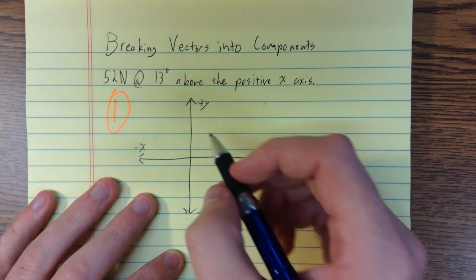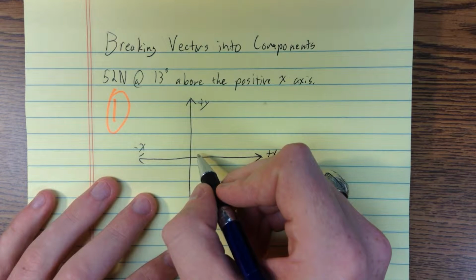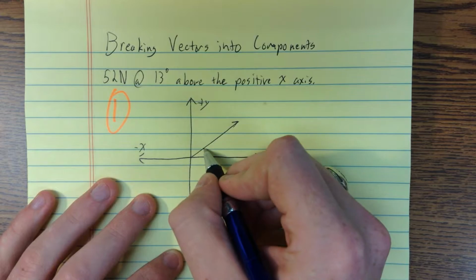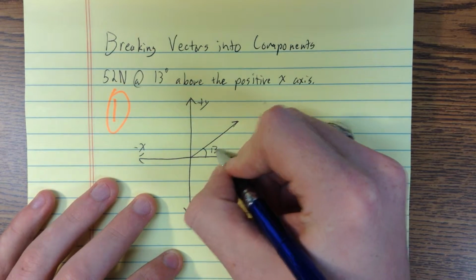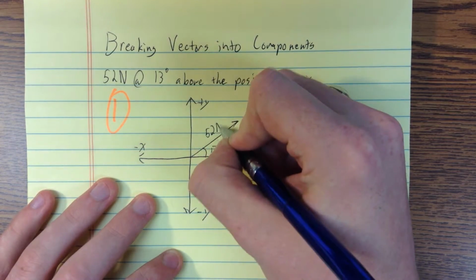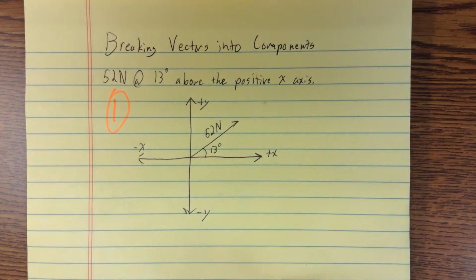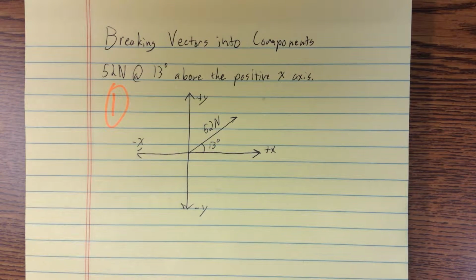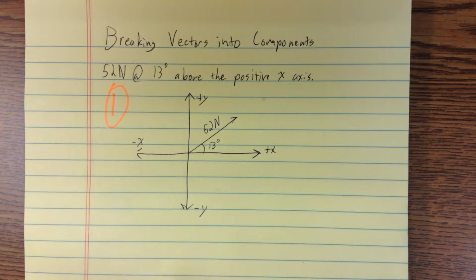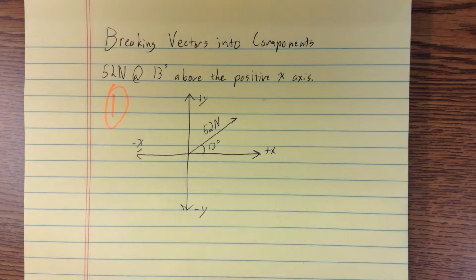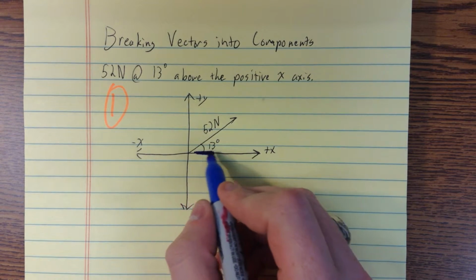And then this vector is 13 degrees above the positive x-axis, so we'll draw it about like this. 13 degrees, and it had a magnitude of 52 newtons. So we'll go ahead and label that. Alright, so step one was to draw our vector. Step two is to identify your given angle, and this is it right here. So we know that this is our given angle.